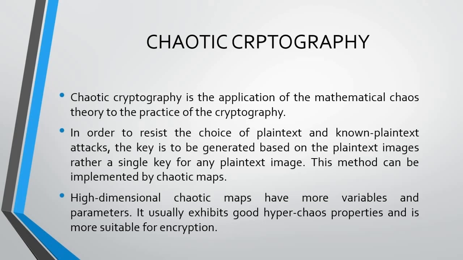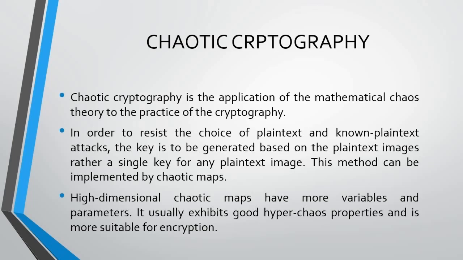attacks. So in order to resist the choice of plaintext and non-plaintext attacks, the key is to be generated based on plaintext messages. So what happens in the encryption method is that a key is generated and used to encrypt every plaintext message and then a cipher message is produced. But the drawback is that the same key is used for every plaintext message. So this is somewhat a clue for the cryptanalyzer so that he can decrypt the cipher image.